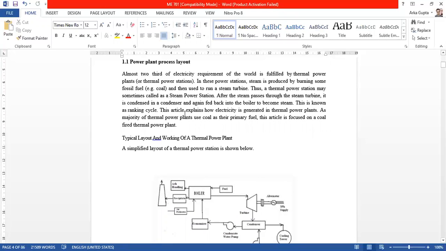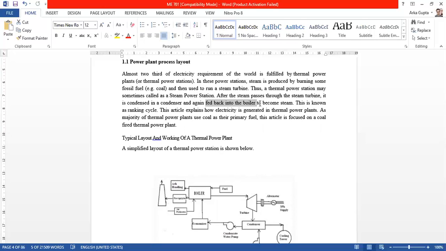Sometimes a thermal power station can be called a steam power station, as steam is being produced in the boiler. Steam passes through the steam turbine, as I told you. It is condensed. Condensed means steam to water. Steam to liquid will be produced in the condenser and then fed back into the boiler. It is fed back to the boiler by a pump. So we have learned that there are four main components. Accessories will be there obviously, but four main components will be there in a power plant.